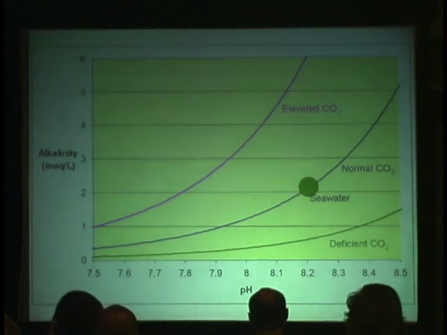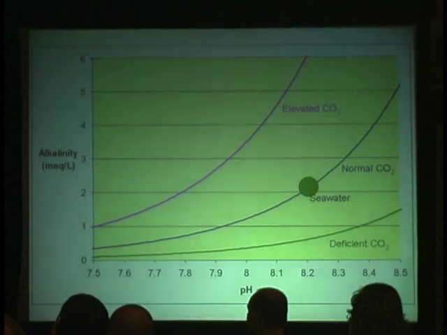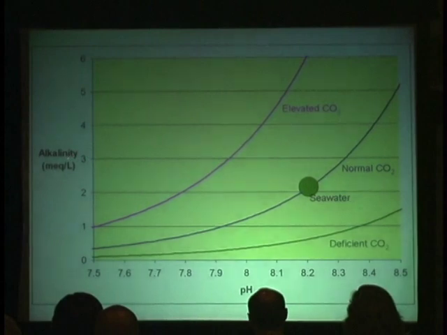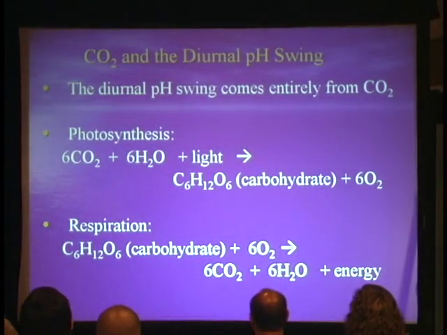More frequently, houses have elevated carbon dioxide in them because of all the people inside breathing and exhaling carbon dioxide all the time. The carbon dioxide level can be double or triple or even more what it is outside. So you move from this sort of curve over to this sort of curve, and what you end up with is at a given alkalinity, you are at a much lower pH in the aquarium.